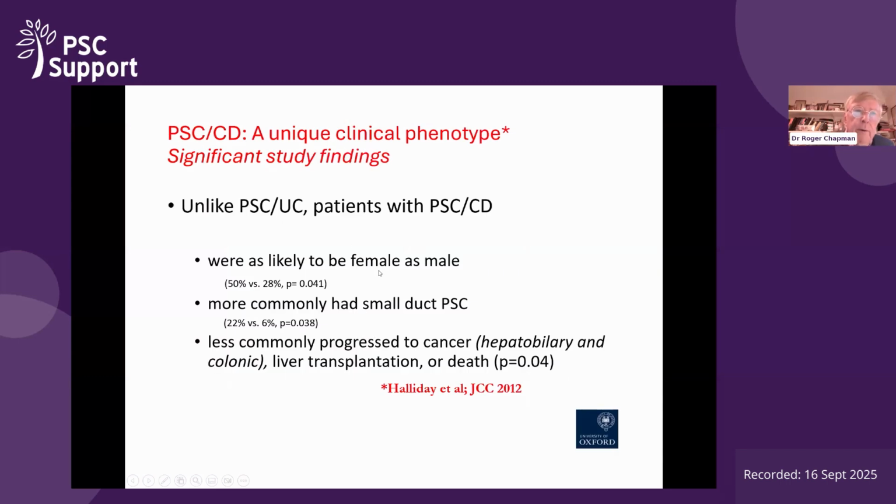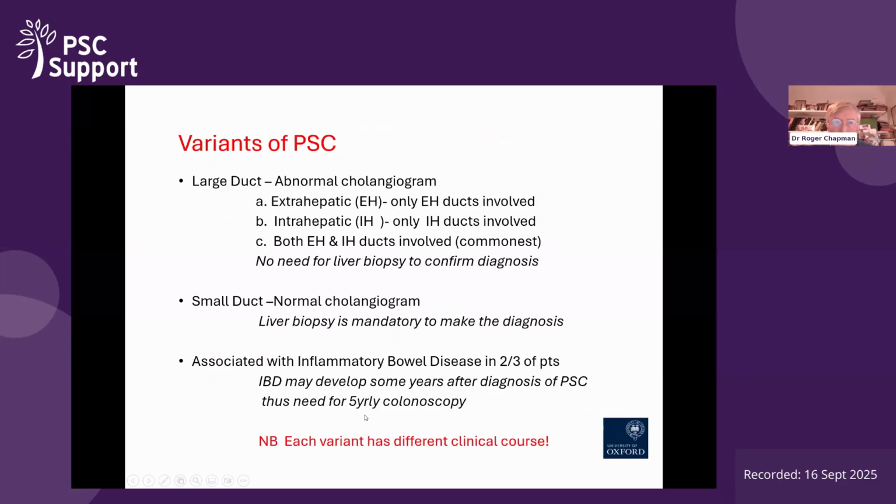But when we looked at it, we thought it'd be a good thing actually to look at Crohn's disease and see what it was like, because we had the impression that Crohn's disease patients did better. And that indeed turned out to be the case. It's really quite marked differences. Unlike PSC UC, people with PSC Crohn's disease were as likely to be female as male. So 50% versus a big difference. More commonly had small duct PSC, which has major prognostic implications, and much less commonly progressed to cancer of the liver and probably of the colon, and less chance of going on to liver transplantation. So this was really quite major differences, which has been, I'm glad to say, borne out by other findings since.